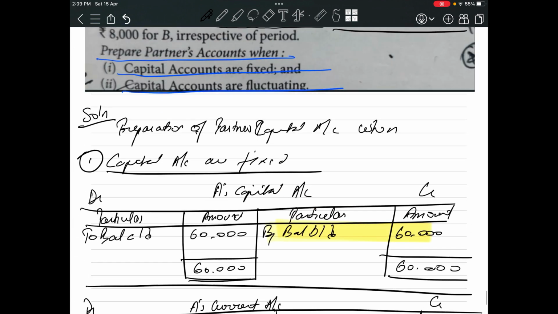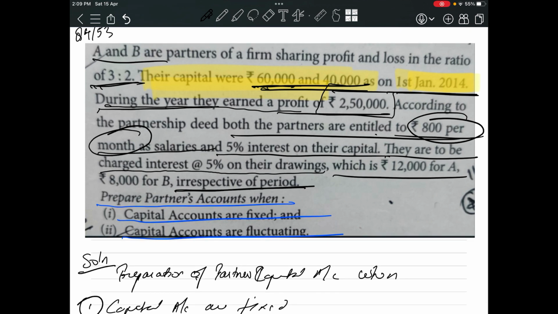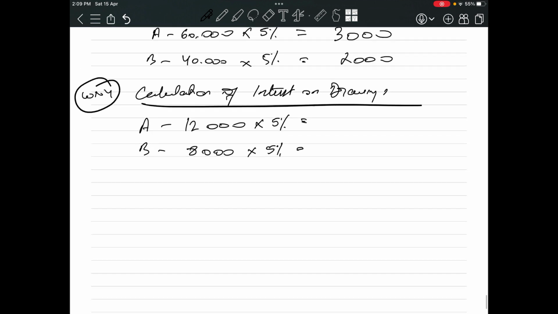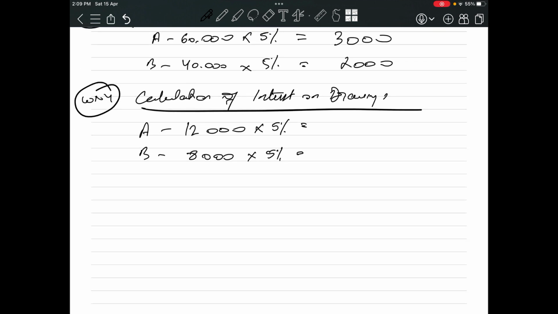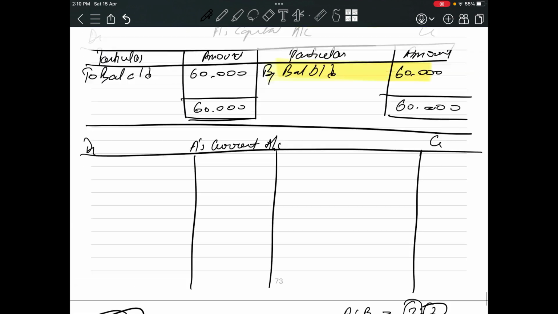Because this is during the year, the question tells us, and they have been charged interest irrespective of the period, which means for the whole year. So 12,000 into 5% is 600 for A, and 8,000 into 5% is 400 for B. And the drawing amount of A is 12,000, B is 8,000. Simple. Now we are done with the working notes.